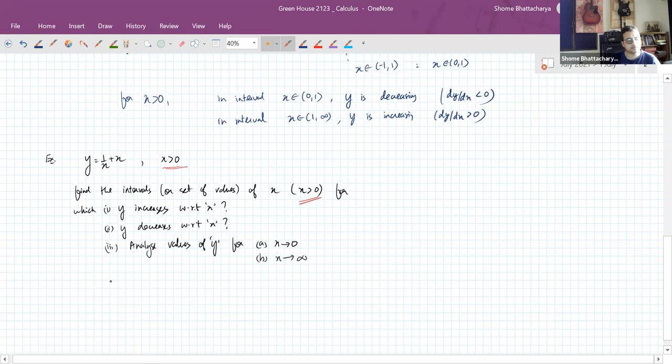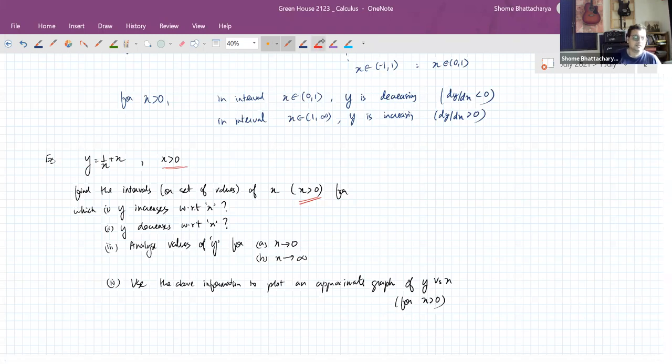Okay? And again, for x tending to infinity. Okay? And finally, use the above information to plot an approximate graph of y versus x, obviously for x only being positive.